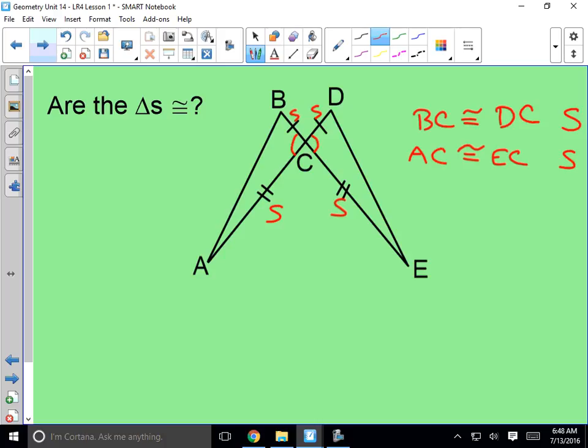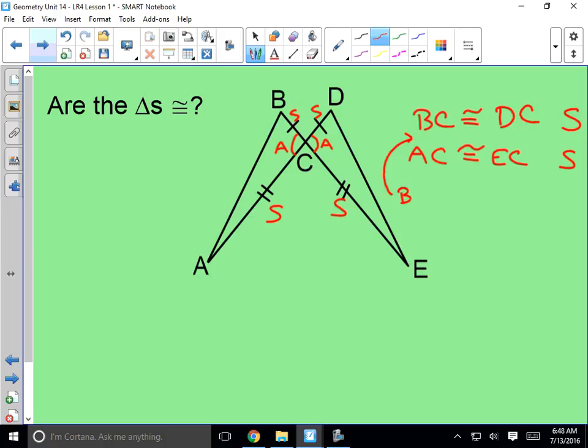We want to think about our names. We would call this a vertical pair, or what I sometimes call an X angle. So we've got that X angle, and this one actually fits in between. It's the included angle. So I can put my A here and my A here.